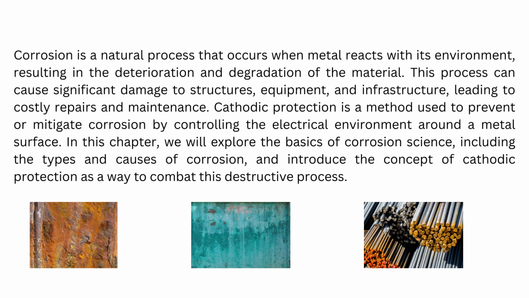Cathodic protection is a method used to prevent or mitigate corrosion by controlling the electrical environment around a metal surface. In this chapter, we will explore the basics of corrosion science, including the types and causes of corrosion, and introduce the concept of cathodic protection as a way to combat this destructive process.